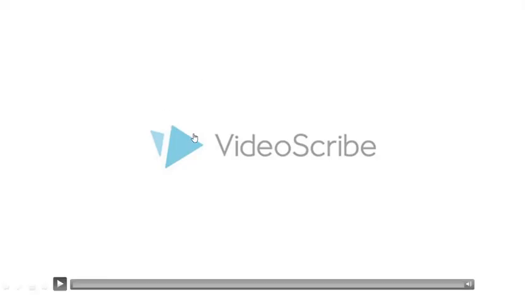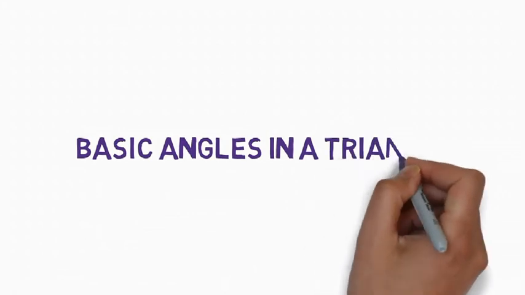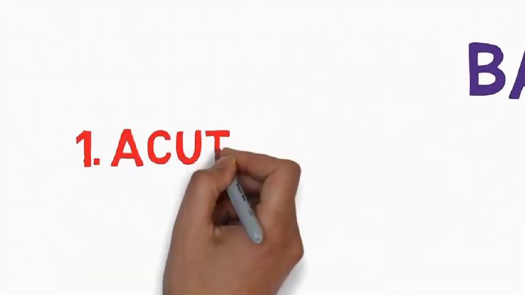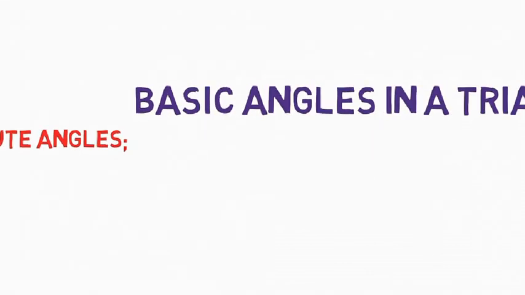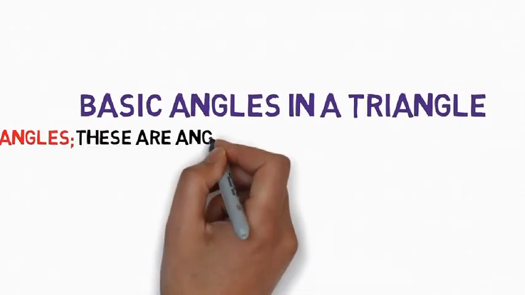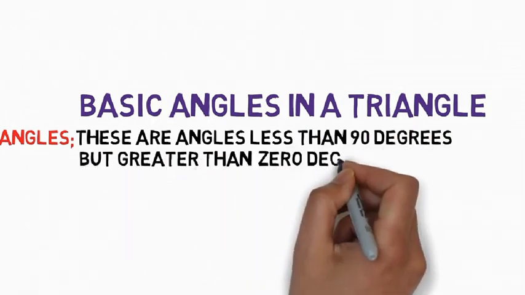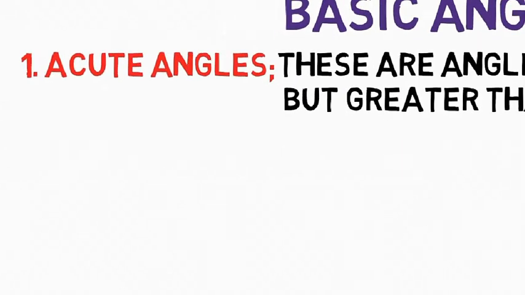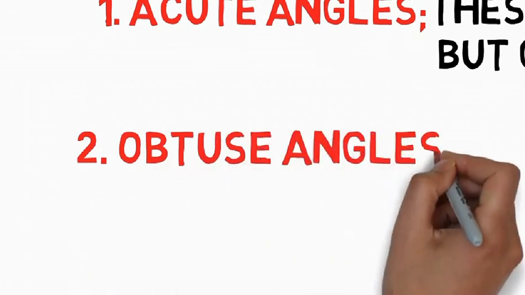Now, our next focus will be some basic angles in a triangle. We have some basic angles in a triangle, and how do we name these triangles when we see these angles? Number 1, we have acute angles. Acute angles are angles that are less than 90 degrees but greater than 0. So anytime you have angles within that range, they are called acute angles.